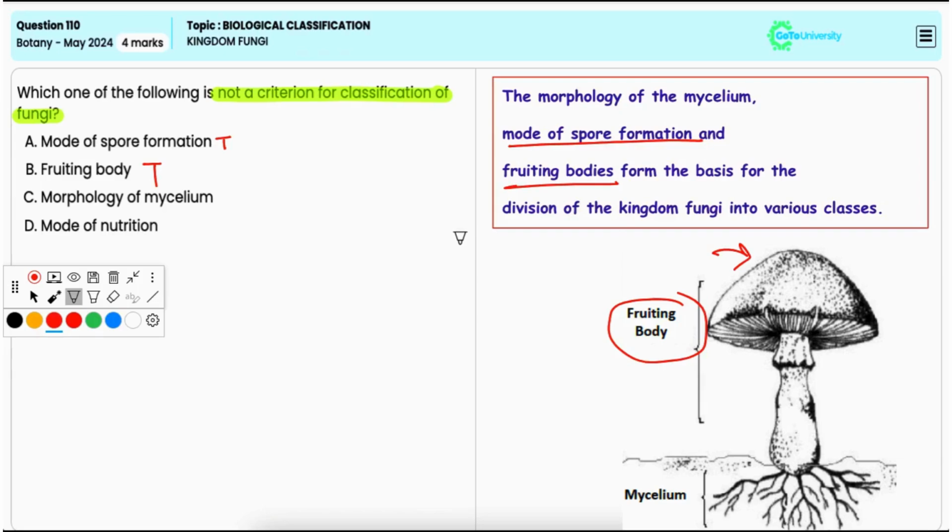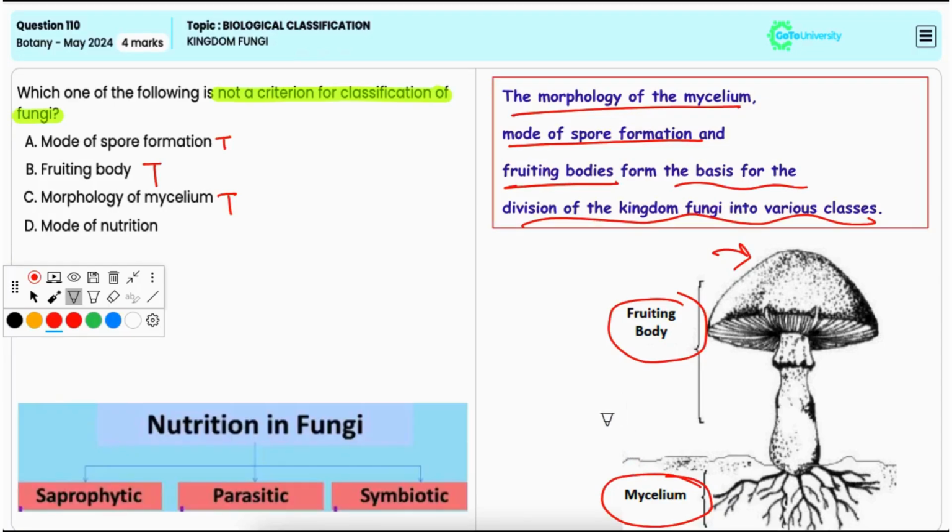Option C, morphology of mycelium. Now, this is also an important criterion for classification of fungi because the physical characteristics of the mycelium, such as whether it is septate or coenocytic, play an important role in fungal classification.